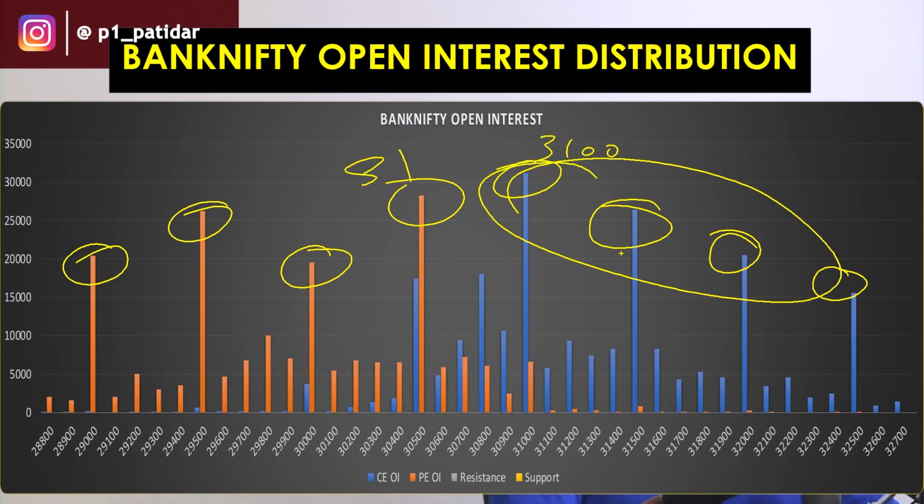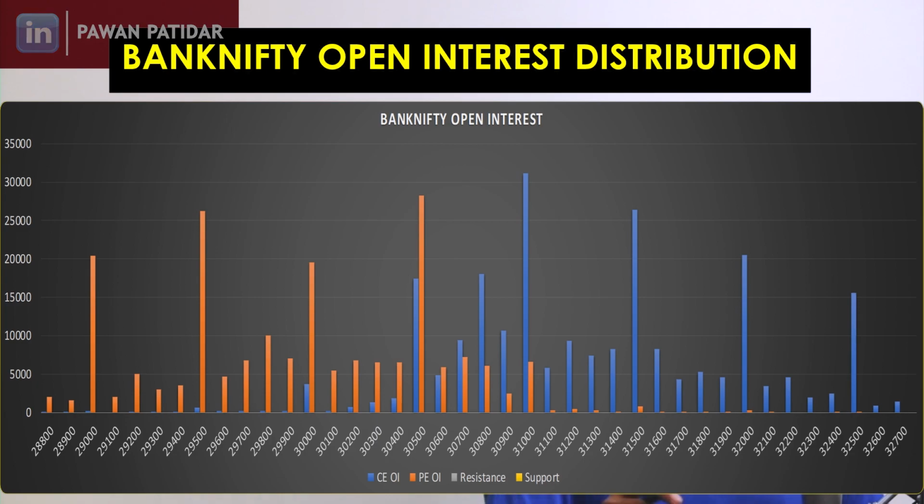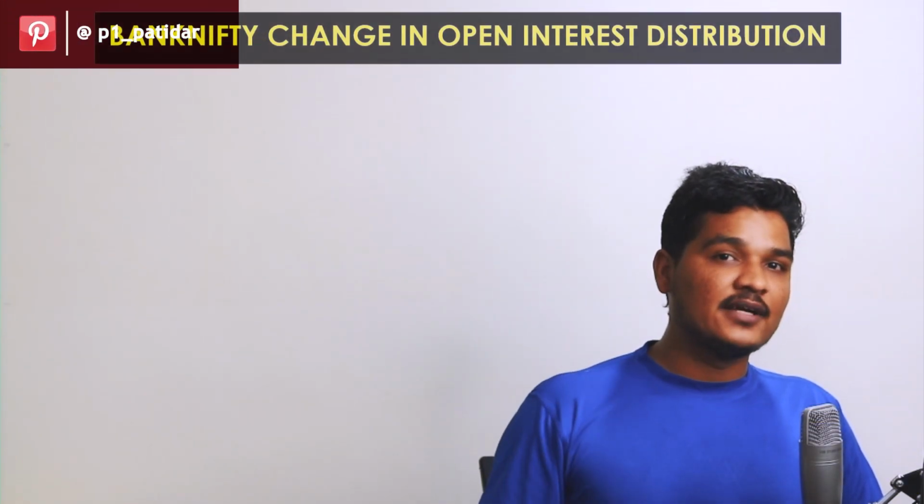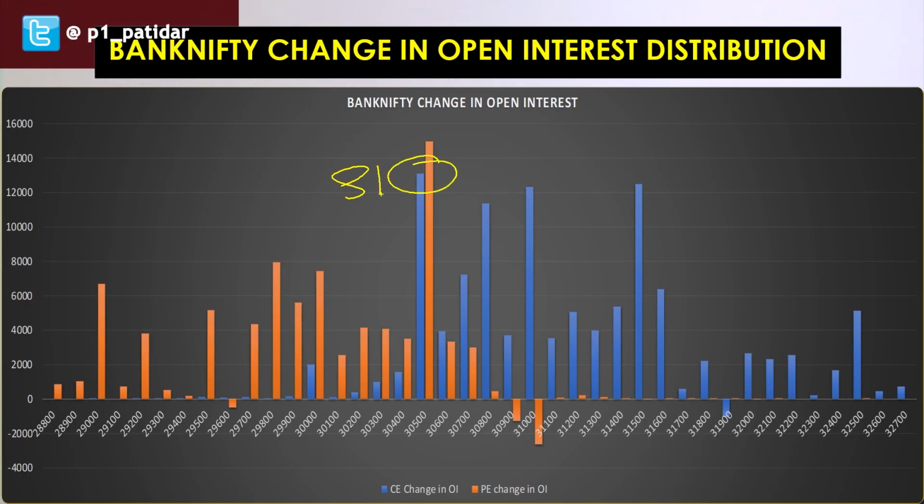There is a tough fight between bulls and bears in Bank Nifty as well. Now let's do the analysis of change in open interest of Bank Nifty. Where is support? Well, there is a tough competition between bulls and bears. Here support is at 30,500, and where is resistance? If you see here, resistance is also here. It means people are putting so much pressure on Bank Nifty that it should move up or down. So it is an interesting phenomenon.